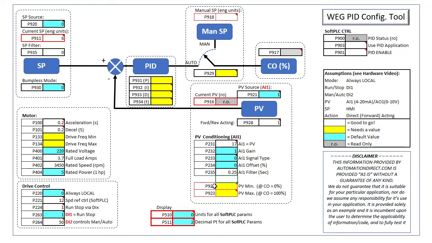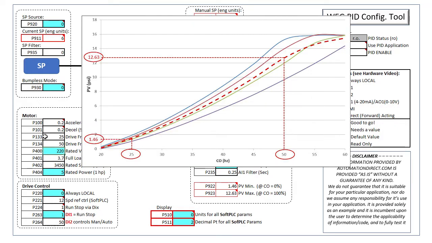Since the PID app expects the process variable in engineering units, we have to tell it how to convert the analog input to engineering units using PVmin and PVmax along with the min and max motor frequency. We derive those straight from the curves we created in the previous video.